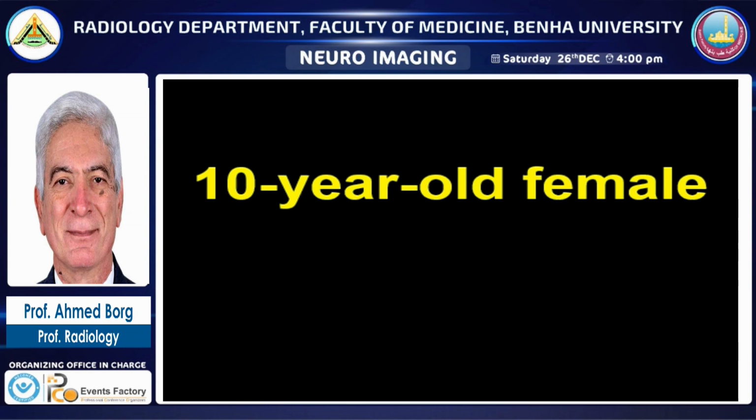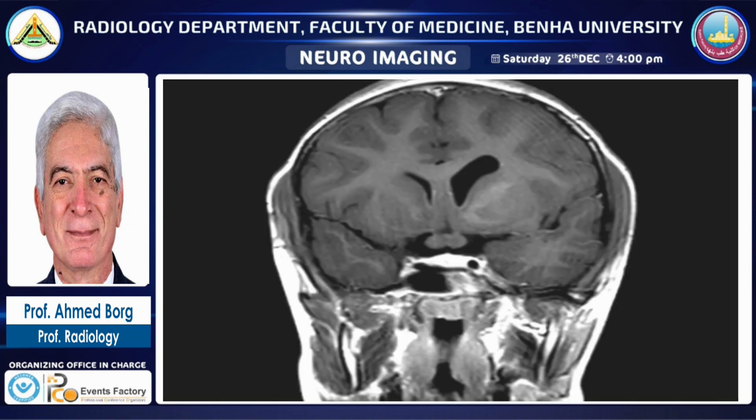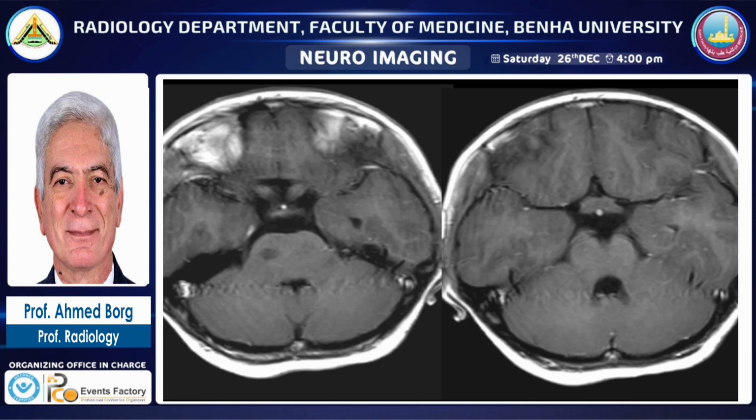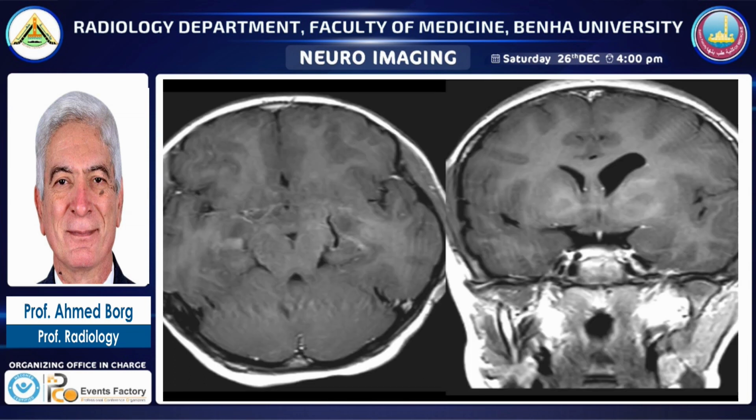Next case is a 10-year-old female. Here is, what's this structure in that place? Yes, optic chiasm. There's enlarged optic chiasm with no or very minimal enhancement. Here's the chiasm, and what is this? These are the optic nerves, second cranial nerve. So this is after contrast enhancement. Look at here, there is minimal or no enhancement here.